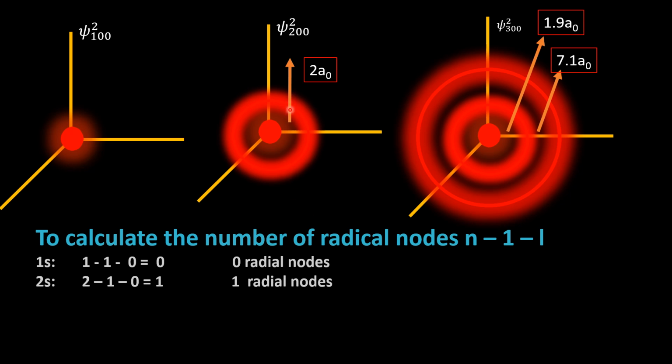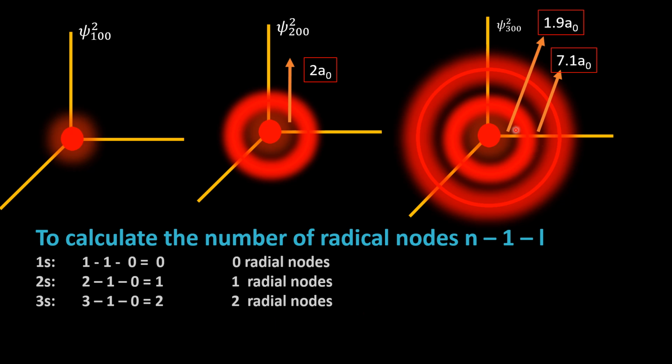Here you can see the wave function, that is the probability density plot for the 2s orbital, and you can see that it has one radial node at the position of 2a naught. Okay, and then for the 3s orbital, the value of n is equal to 3 and L is equal to 0. So it's 3 minus 1 minus 0, which is equal to 2. So it has two radial nodes.